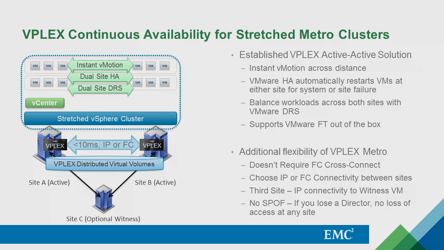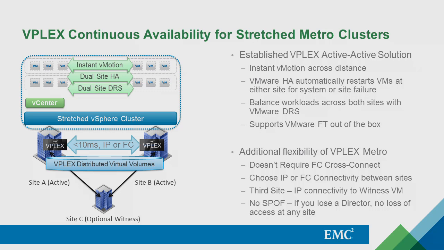VPLEX gives you a couple of extra benefits here. For your site connectivity, you can choose IP connectivity. You can use FC connectivity. You don't necessarily need the cross-connect that was shown on some of the previous slides for FC connectivity. We have a no single point of failure architecture, which means if you lose any component of VPLEX on a VPLEX cluster, your data remains available, your VMs continue to run, you don't have any downtime.